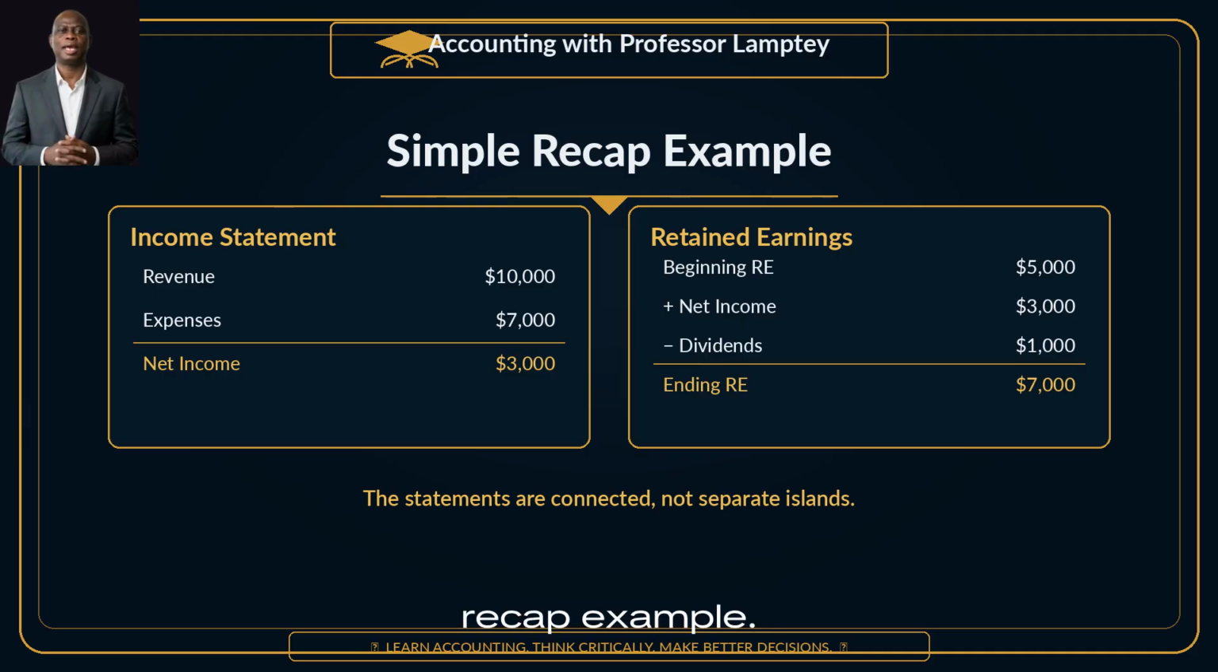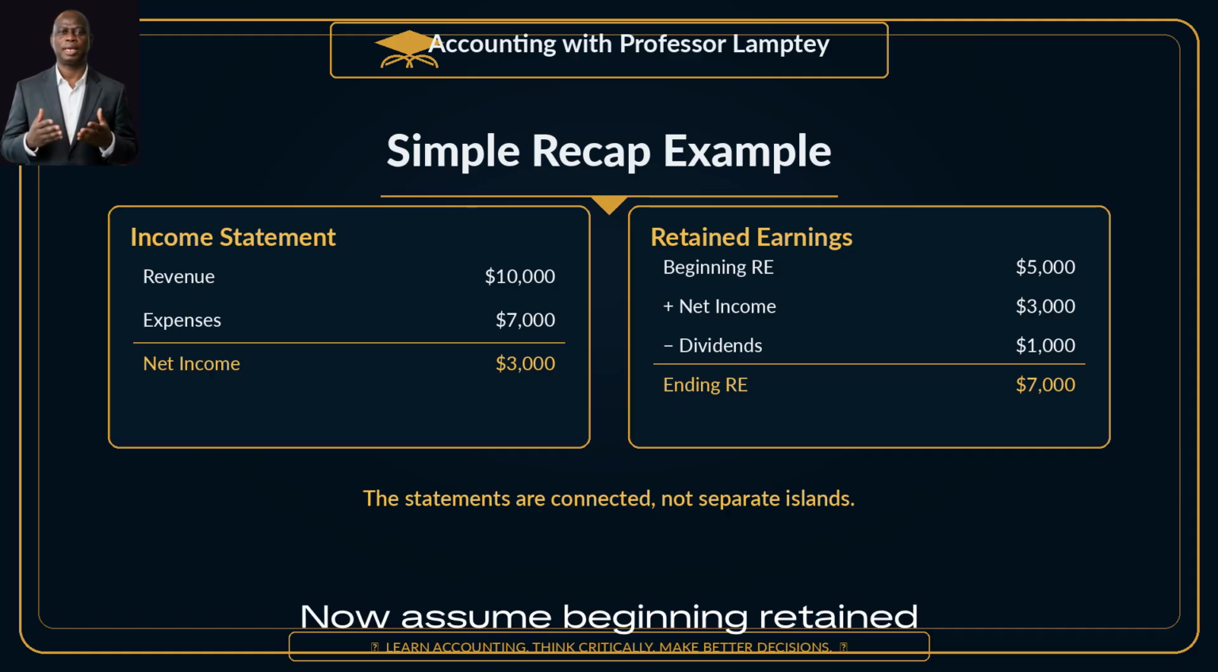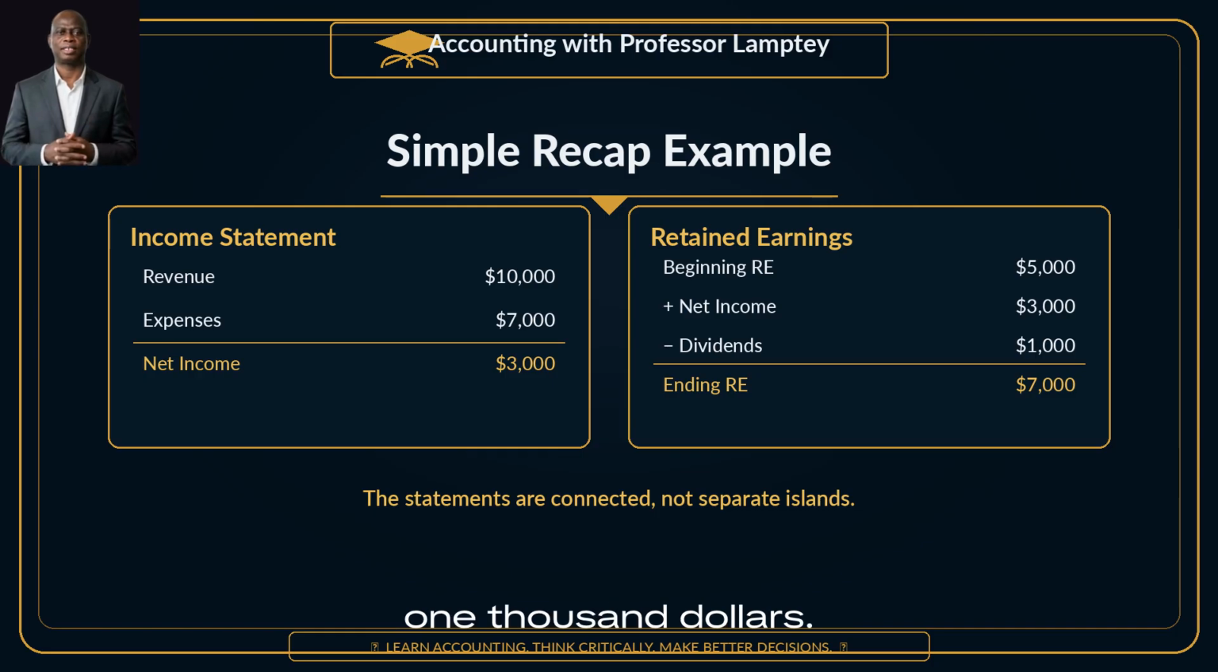Let's use a simple recap example. Assume a business has revenue of $10,000 and expenses of $7,000. Net income is $3,000. That goes to the income statement. Now assume beginning retained earnings is $5,000 and dividends are $1,000. Ending retained earnings is $5,000 plus $3,000 minus $1,000 equals $7,000. That goes to the statement of retained earnings.